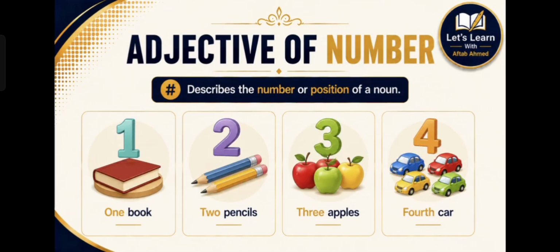Now let's discuss the adjective of number. An adjective of number tells us the exact number or position of a noun. Examples are one book, two pencils, three apples, fourth car. These adjectives count things or identify their order.